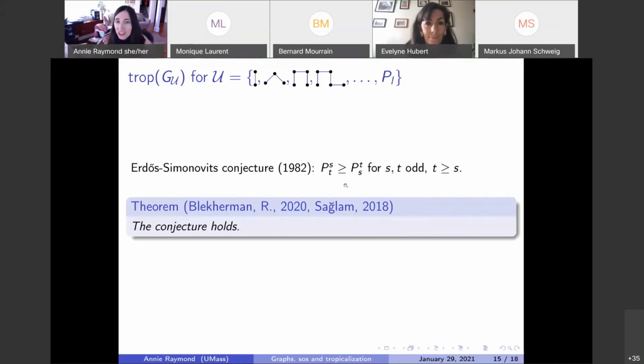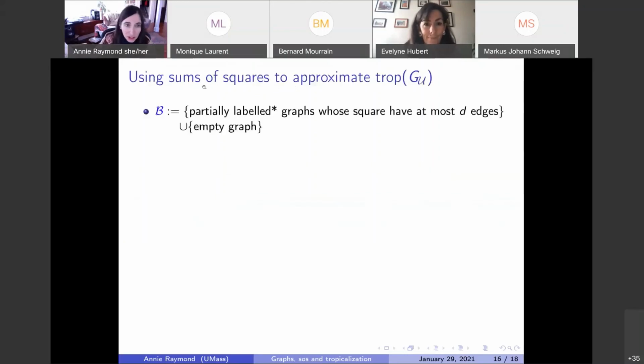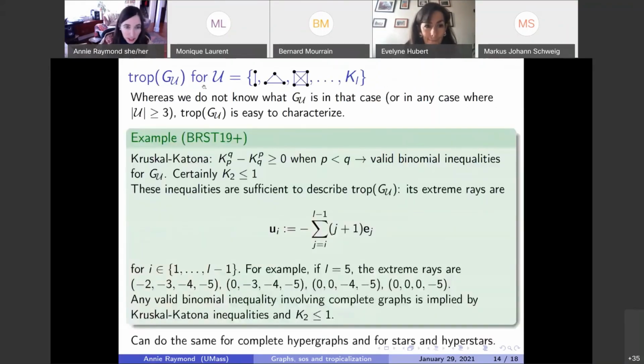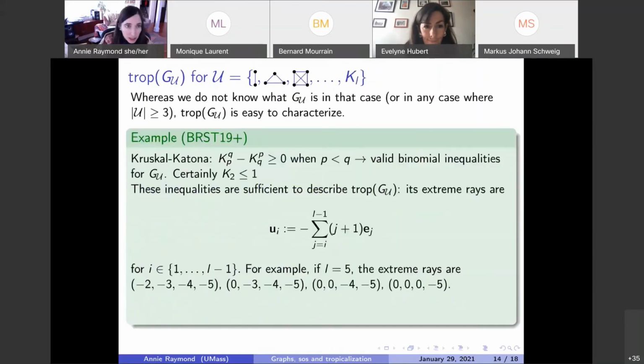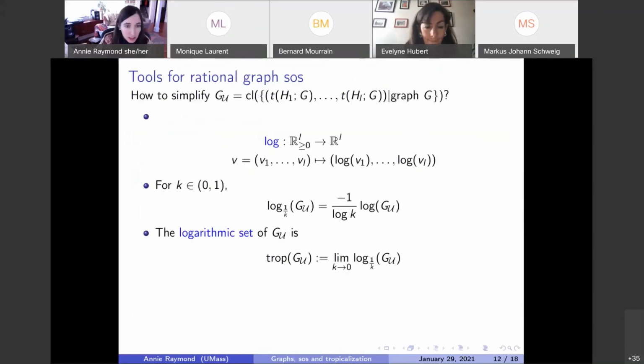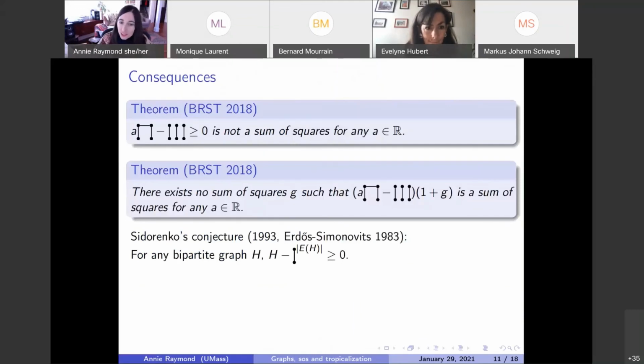Sidorenko's conjecture is another one, right? So I put Sidorenko's conjecture on this slide. This is again a binomial. Ramsey type problems, Turán type problems are also binomials. Okay, thanks. Sorry, I missed this. Oh, well, I was going fast.